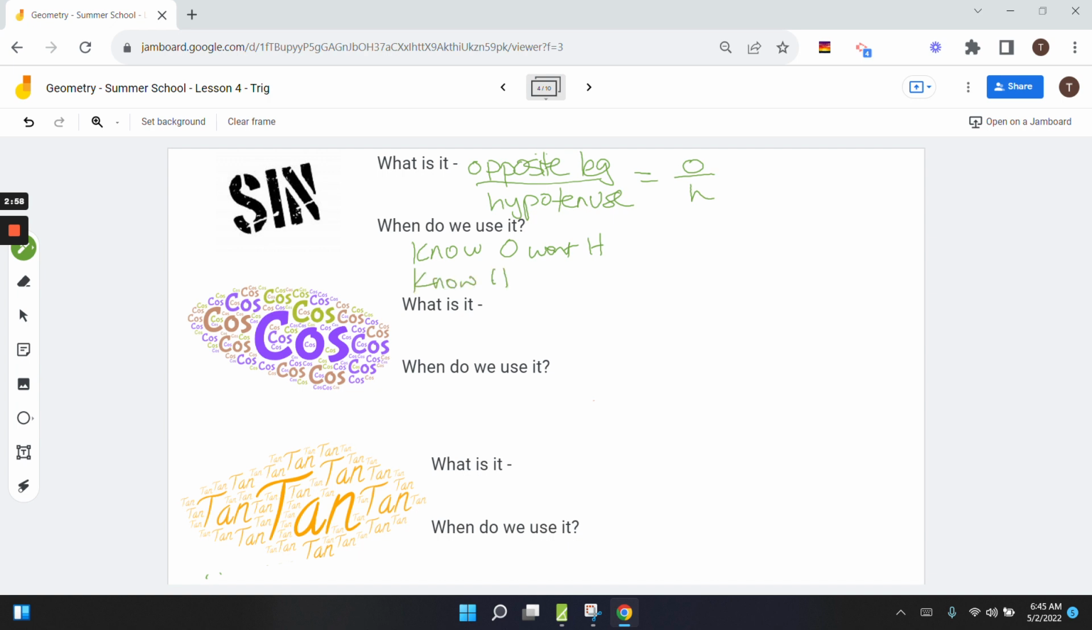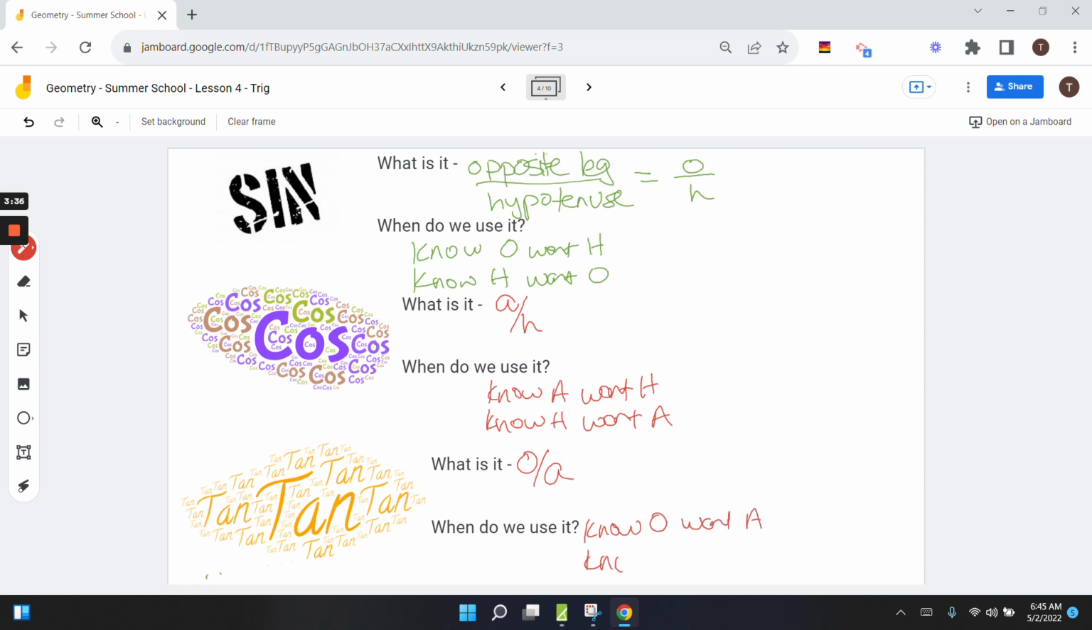Cosine is going to be A over H, so adjacent leg over hypotenuse. We use that when we either know A and want H, or we know H and we want A. Tangent is going to be opposite over adjacent, opposite leg over adjacent leg. So when we know O and want A, or when we know A but want O. So sine is opposite over hypotenuse, cosine is adjacent over hypotenuse, tangent is opposite over adjacent.